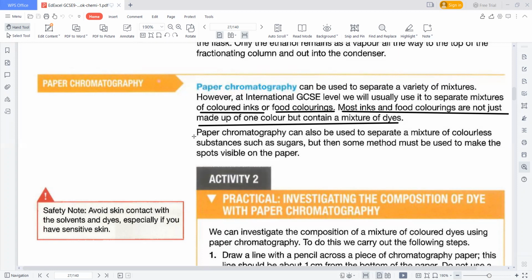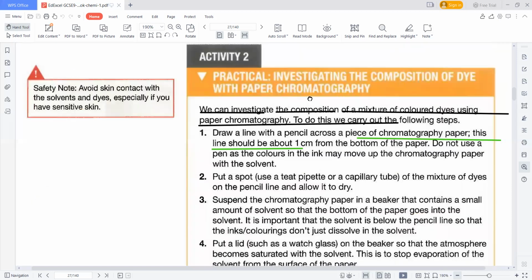Now, specifically, paper chromatography is a process in which you can separate mixtures of colorless substances such as sugars. But in order to make that separation possible, or in order to see that the separation has been done, you would be advised to use some sort of coloring substances. They are called locating agents. Why? Because if that colorless substance got separated, you would be able to see it. So that was the basic review of how you're going to take this up.